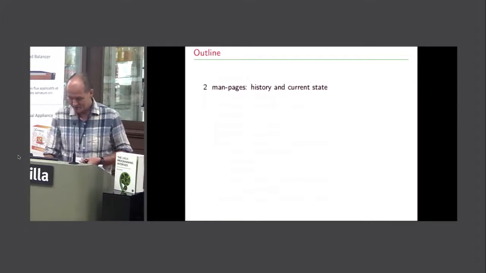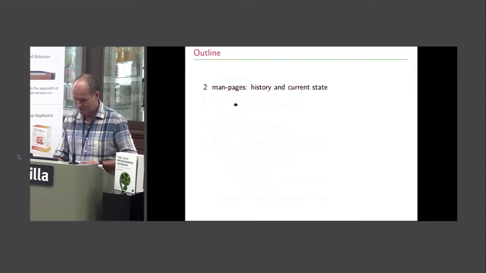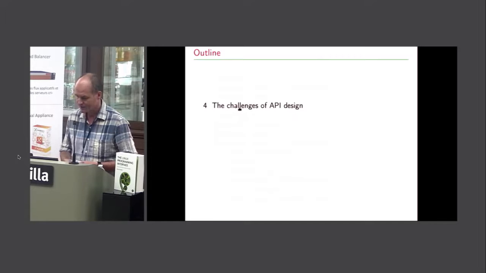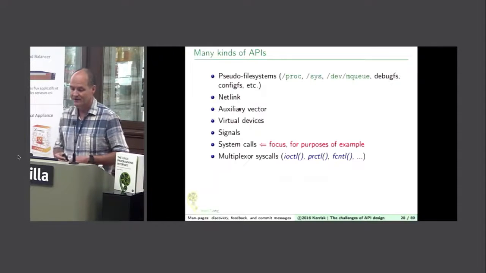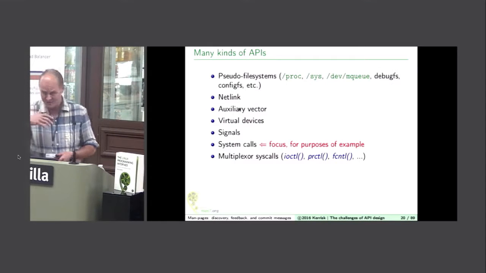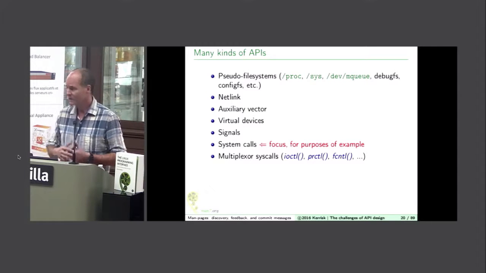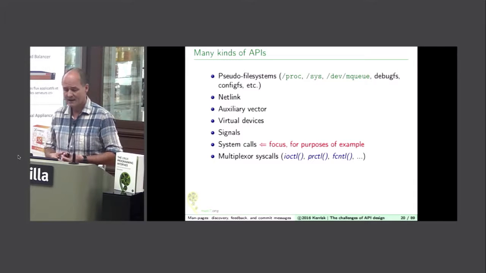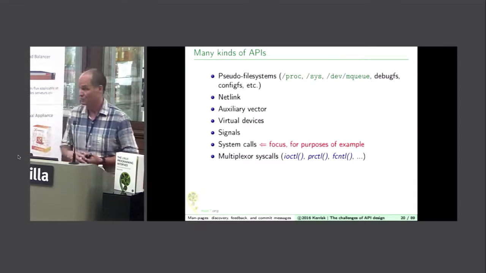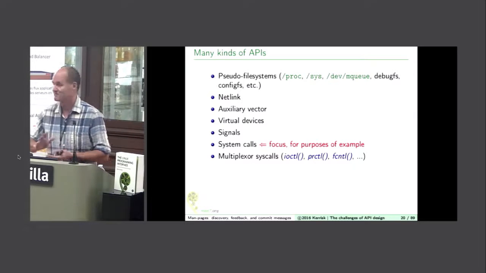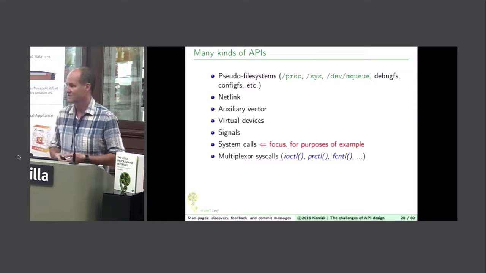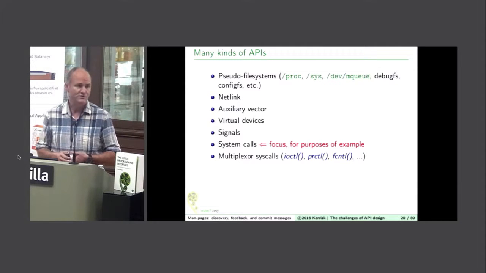Okay, so I'm going to skip. If I have time, I'll come back to talk about man pages, but I'll just skip to talking about API design. So the sort of APIs I'm talking about, these user space APIs that the kernel presents to the world, there's a whole lot of different APIs: pseudo file systems, netlink. System calls is one of the big surfaces. But there's several other surfaces as well. And for the purposes of the few examples that I'll use, I'll mainly stick with system calls.